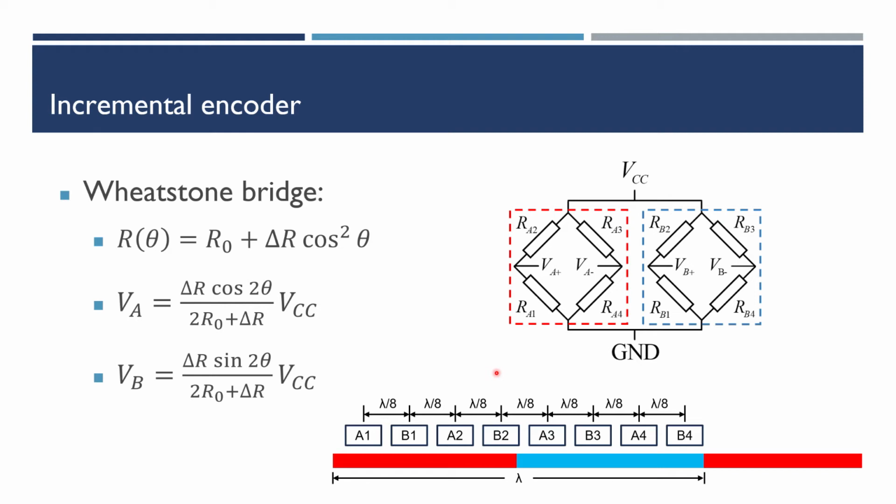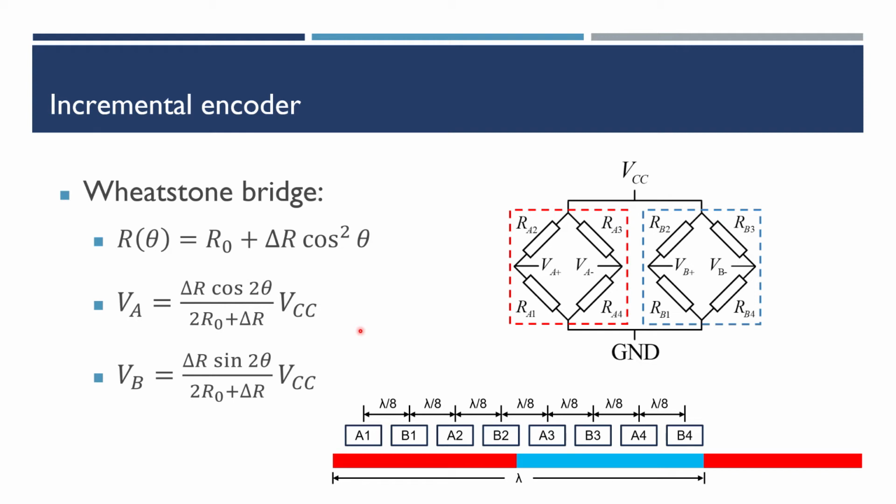With this relationship, we can get the voltage output equation, and the elements in bridge B are 1/8 lambda apart from the elements in bridge A. So in terms of the magnetic field, the elements in bridge B have a 45-degree phase shift relative to the elements in bridge A. So we have another output like this equation. And because there is a two-theta term in the cosine and sine functions, the 45-degree phase shift between elements in A and B will cause a 90-degree phase shift in the output.